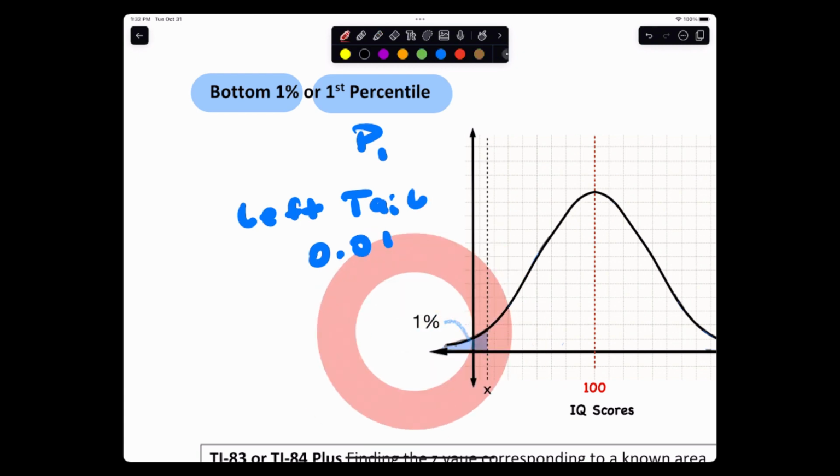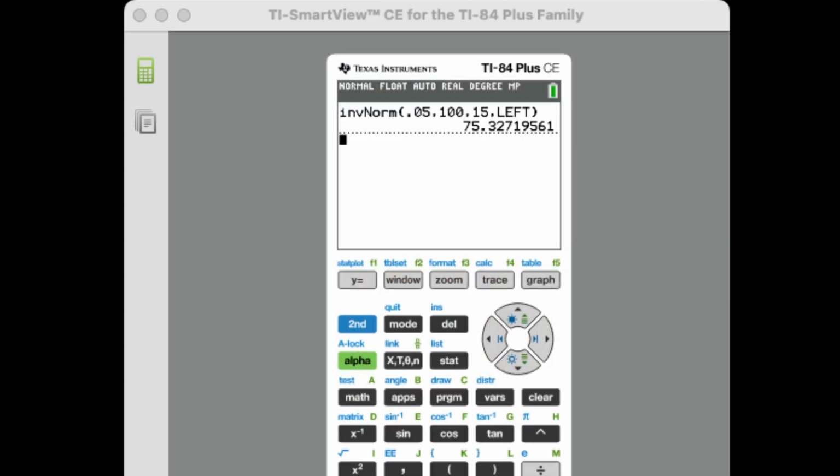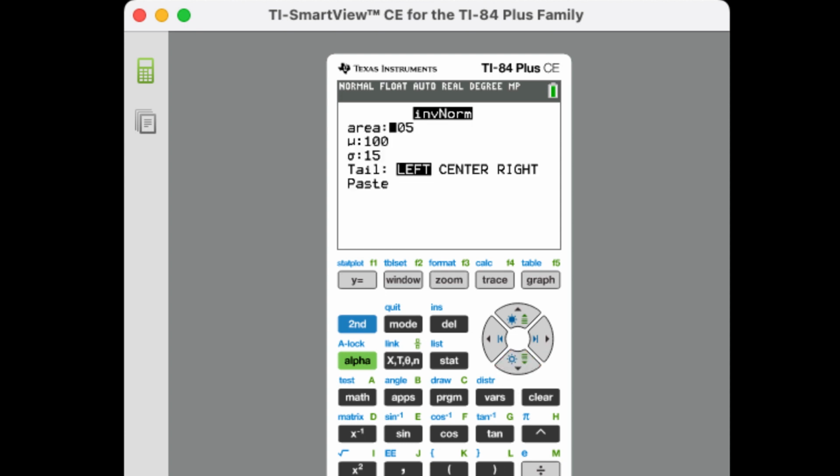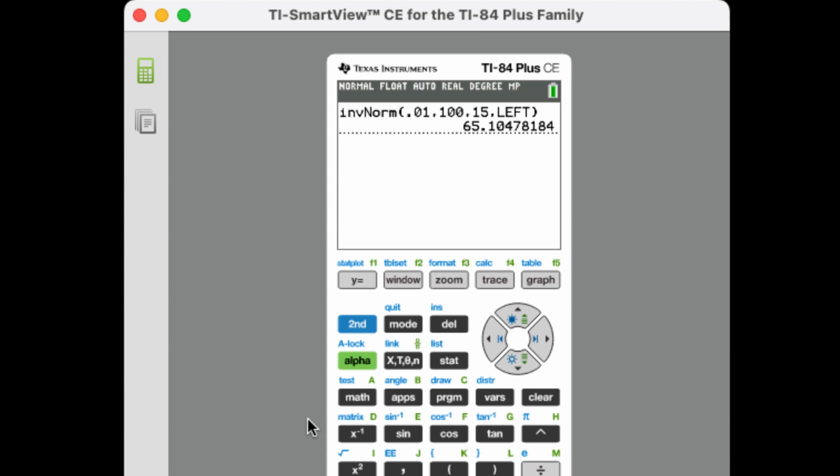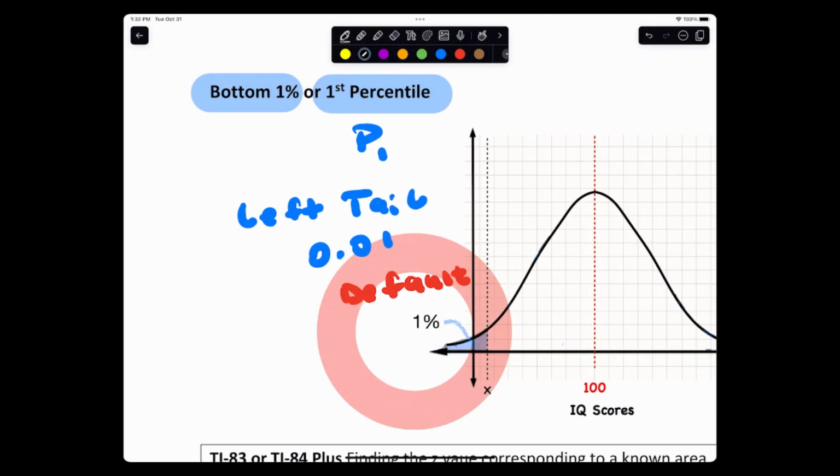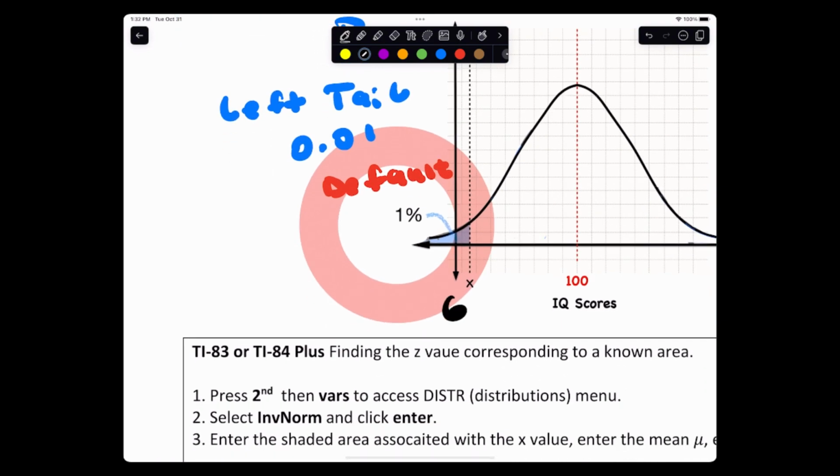Okay, you're looking at that picture. So that's the default. Bottom is that default. Now, we're going to try it with both. Second distribution. Inverse norm, 1% is 0.01. Same mean and standard deviation, but this is a left tail. Hit enter. What's the value for X? 65, ladies and gentlemen. So this is 65 right here.